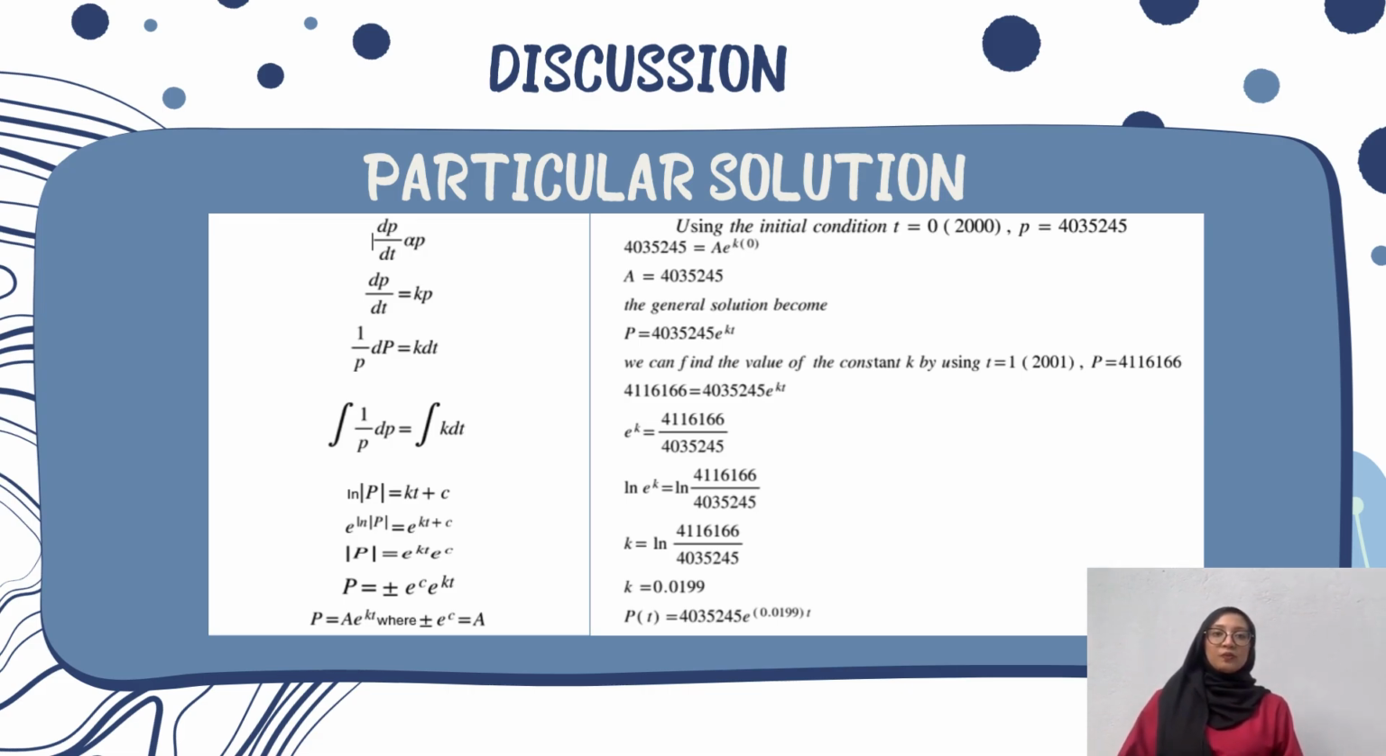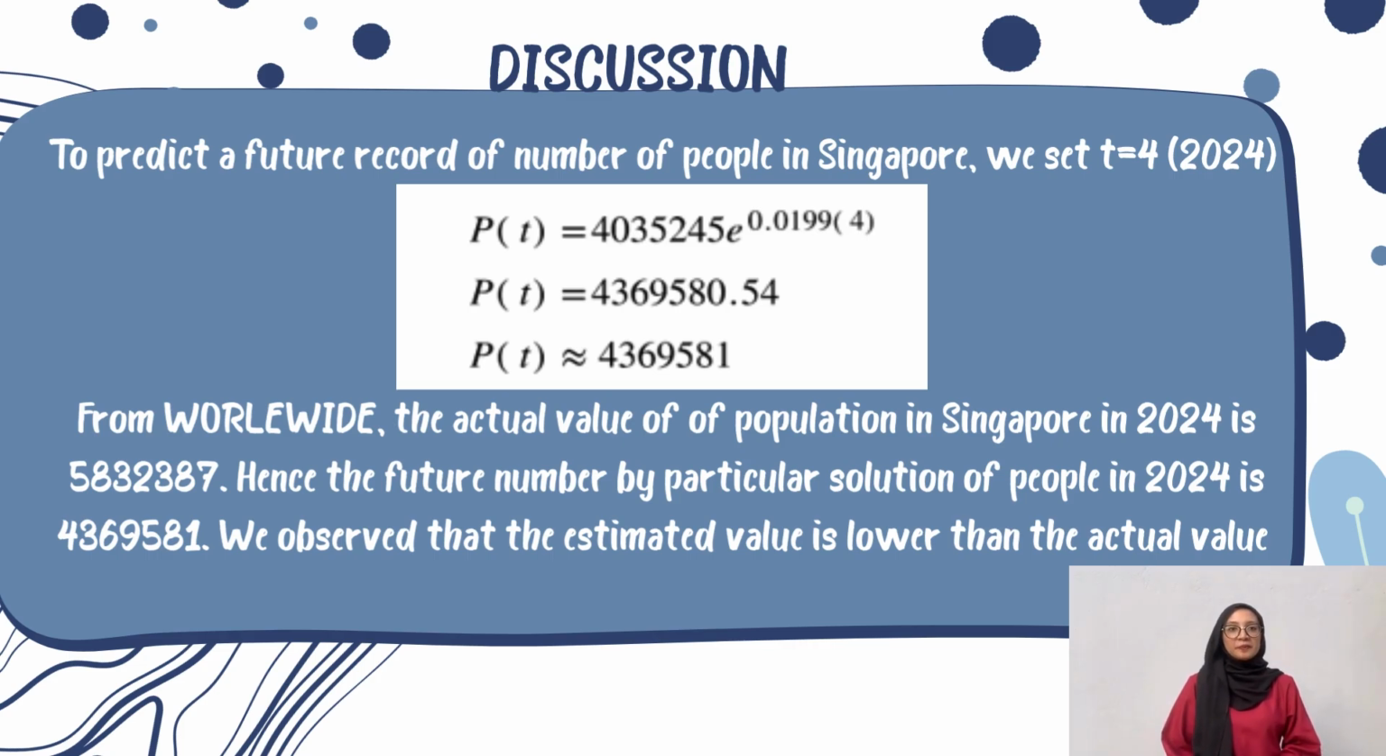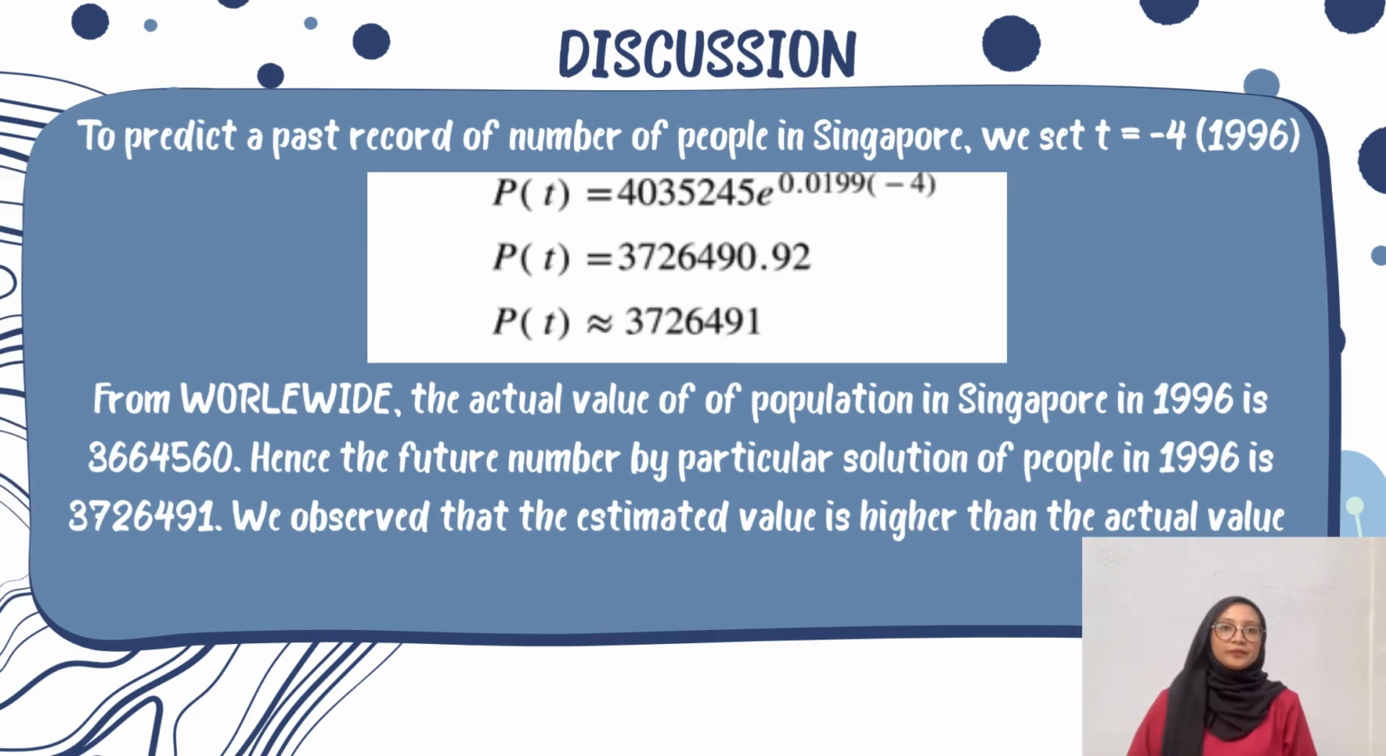4,035,245 e^(0.0199t). To predict a future record of the number of people in Singapore, we set t = 4, which is 2024, so that we get 4,369,581. From worldwide data, the actual value of population in Singapore in 2024 is 5,832,387. Hence, the future number by particular solution of people in 2024 is 4,369,581. We observe that the estimated value is lower than the actual value.